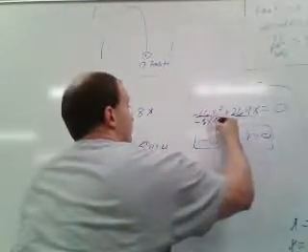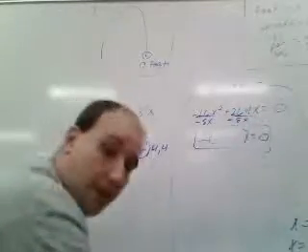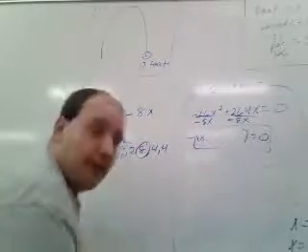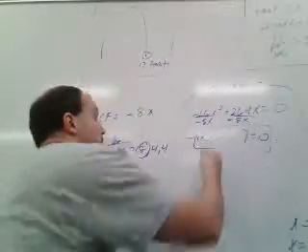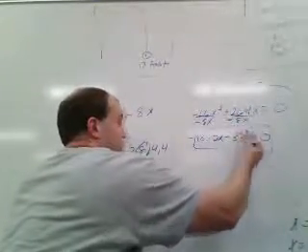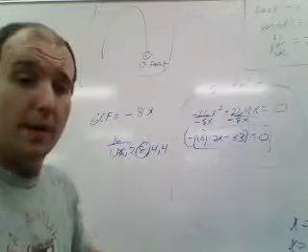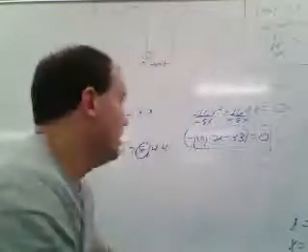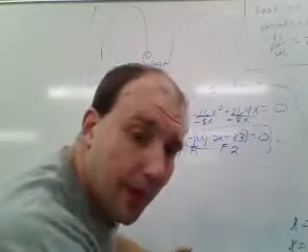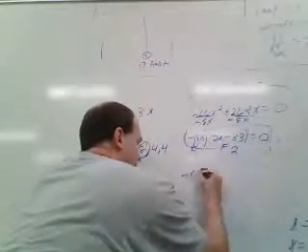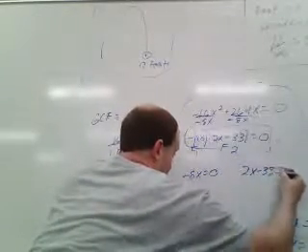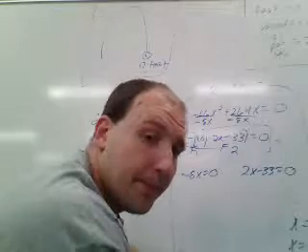So negative 8x, okay? So I pull negative 8x out, okay? That's going to be 2x and then minus 33, okay? So that's factor number 1 and that's factor number 2, okay? So negative 8x can equal 0 or 2x minus 33 can equal 0, okay?